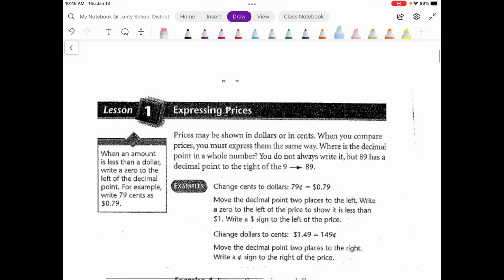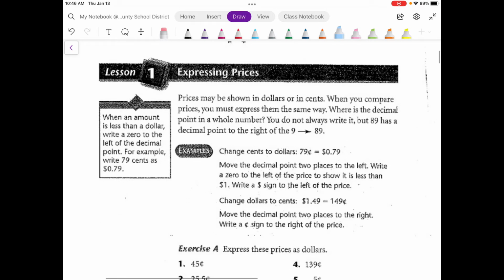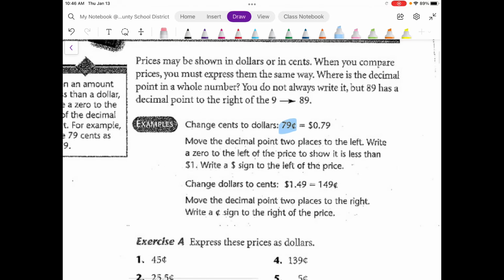Okay, so first part we have is expressing prices. Sometimes the store will write down the cost in cents, so it'll be like 79 and then the C for cents. So if you were to turn that into a dollar, you are going to take the 79 cents and move the decimal place over to the left two. Okay, so 79 cents with the C is the same as using the dollar sign but 0.79. That's the difference between the cent and the dollar expression.